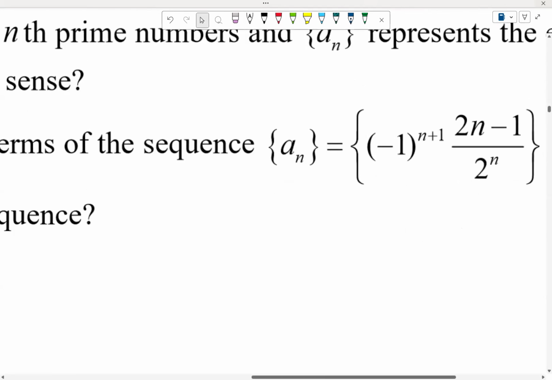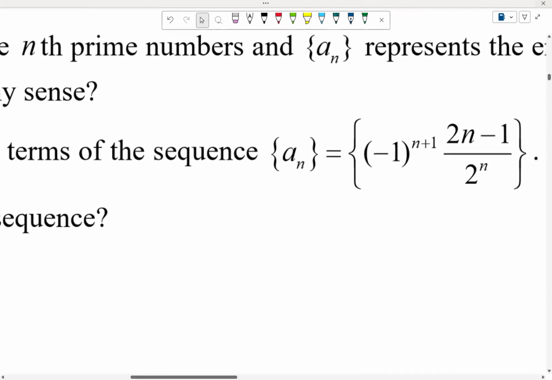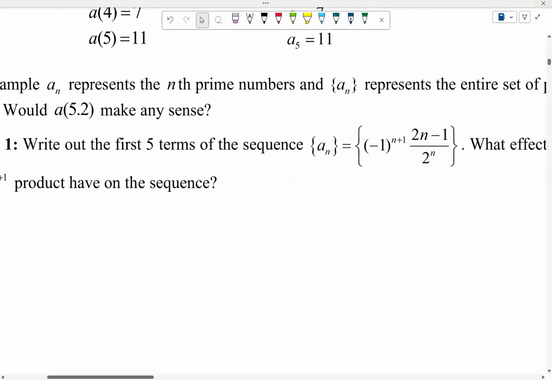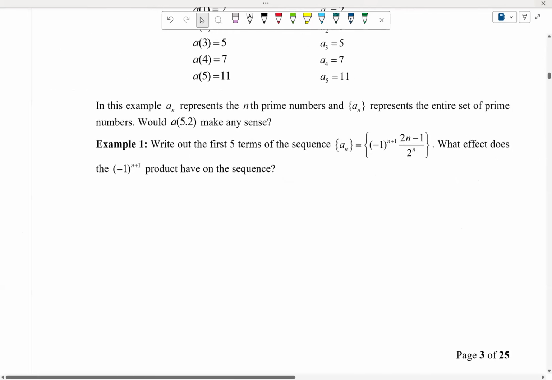Okay, so why are there braces here? When do we use braces? Don't say for teeth. Don't even think about it. In math, when do we use braces for what? Sets. So we're just talking about a set of numbers here. So the left one is a set, the right one is a set. Write off the first 5 terms.